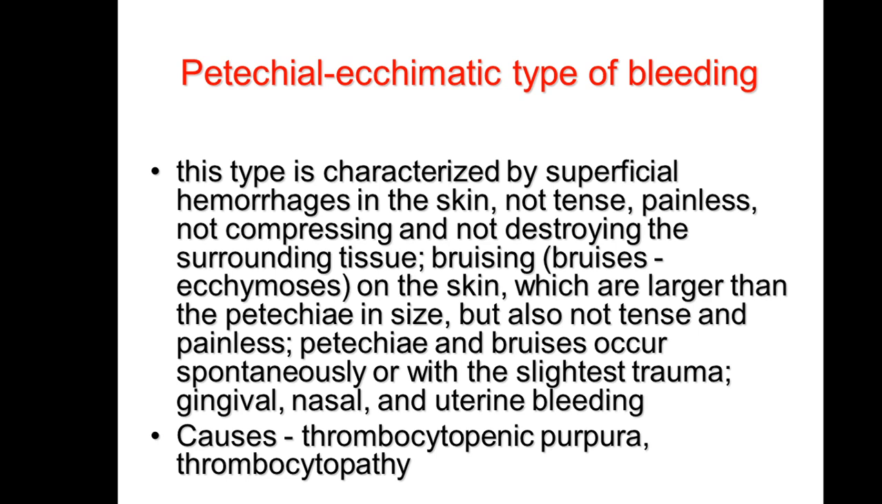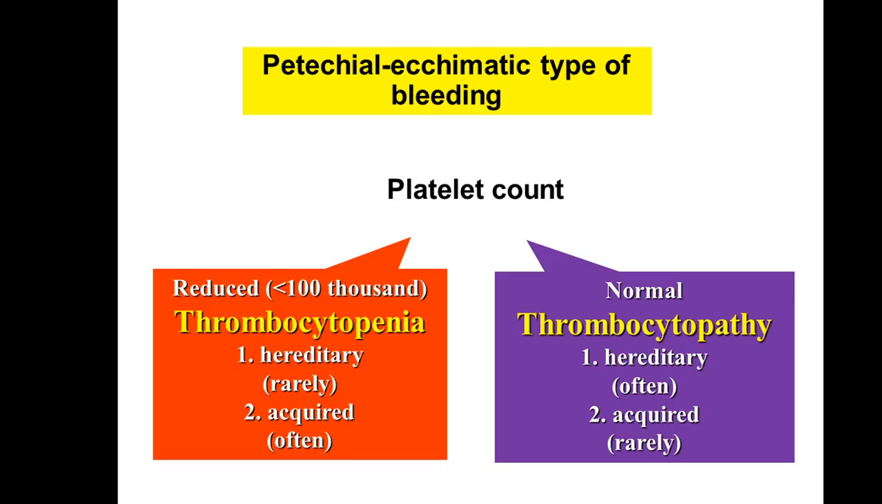The main causes of the petechial-ecchymotic type of bleeding are, of course, thrombocytopenic purpura or thrombocytopenia. Main causes: thrombocytopenia, decreased level of platelets, and thrombocytopathy, normal platelet level but disrupted platelet functions. Thrombocytopenia is mostly acquired rather than hereditary, whereas thrombocytopathy is mostly hereditary rather than acquired.